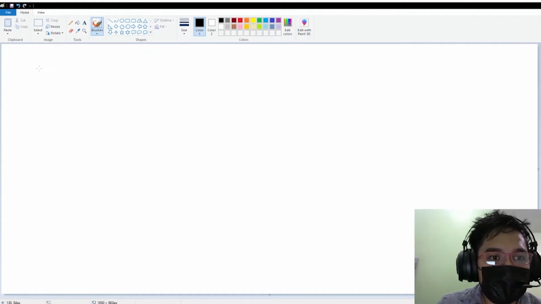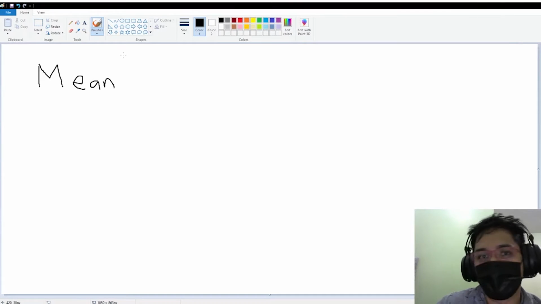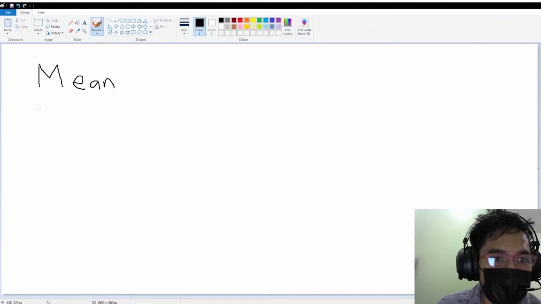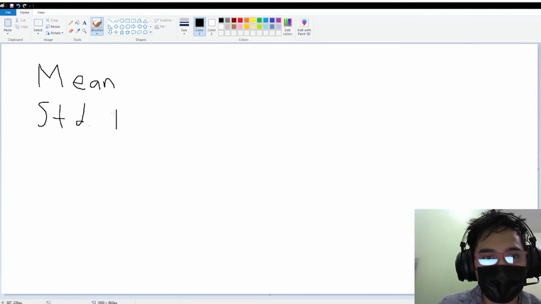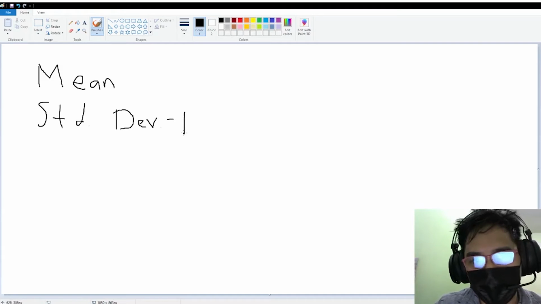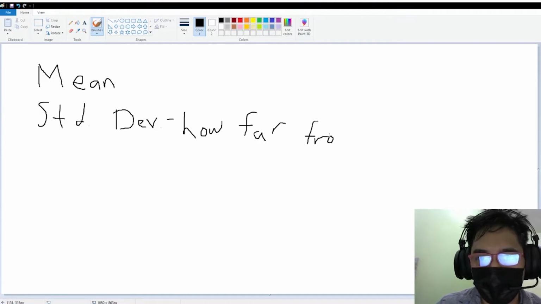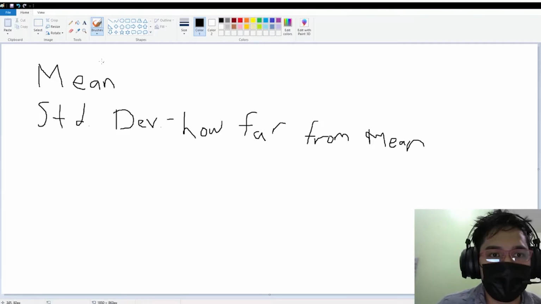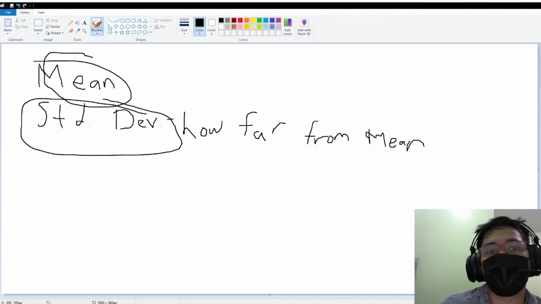We define what mean is. As we know from our statistics classes, mean is basically the average. And then we need another term, which is standard deviation. Standard deviation is just how far our values are from the mean. So these are the terms that we're going to need: mean and standard deviation.